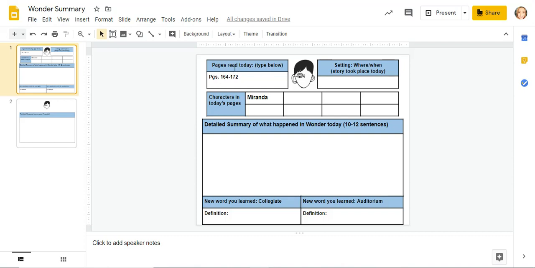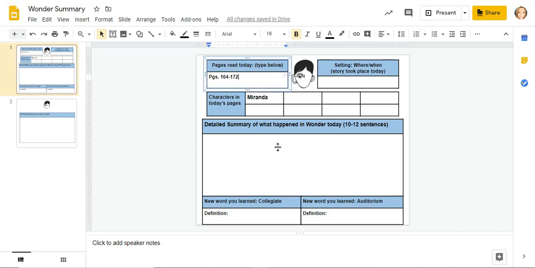And you can see in here the headings are in blue, and the boxes that you type in are all going to be in white. The only ones that you're allowed to type in that are blue are these two down here, that we'll talk about. Okay, so pages read today, you're going to type in the pages right in there. Let's just say those are the pages for today, and so you just type the pages, simple as that.